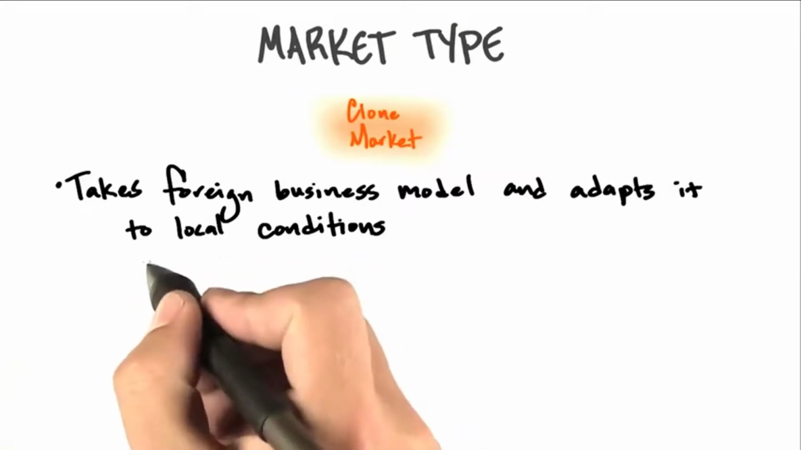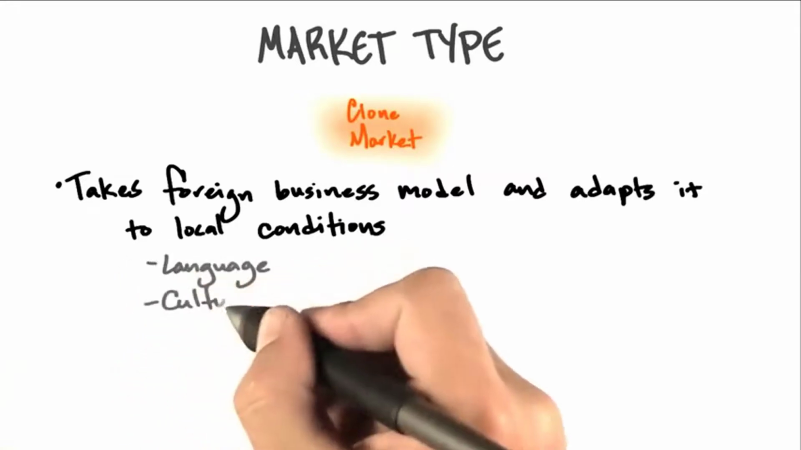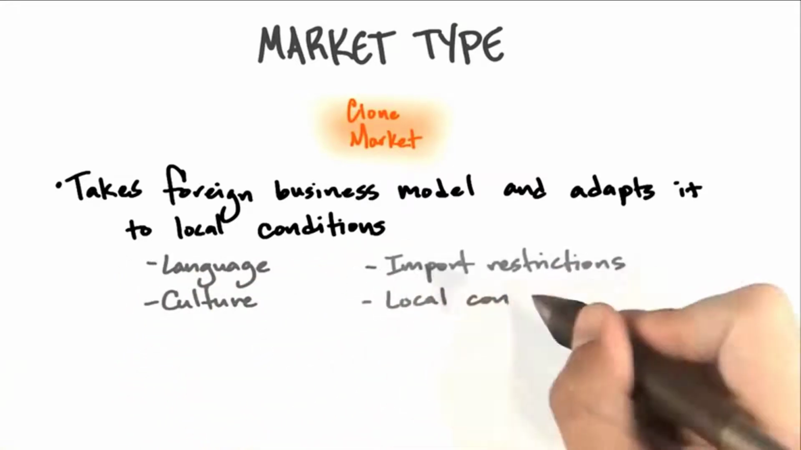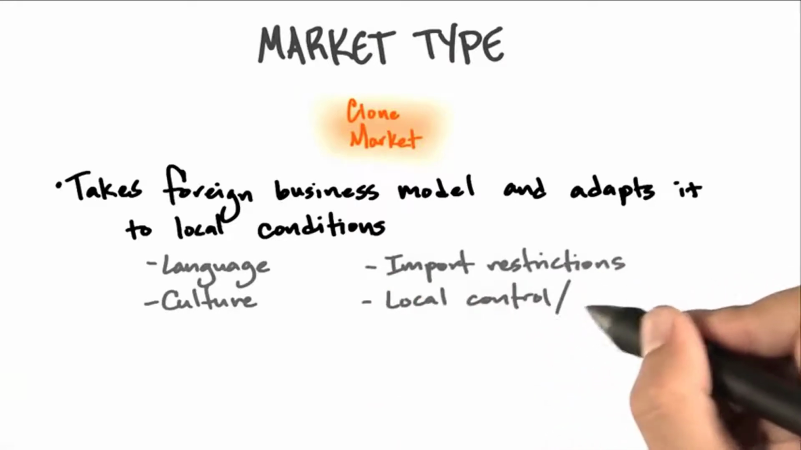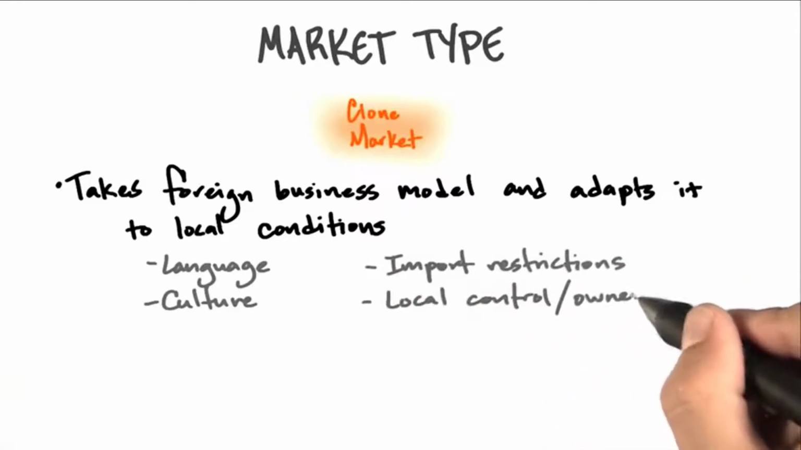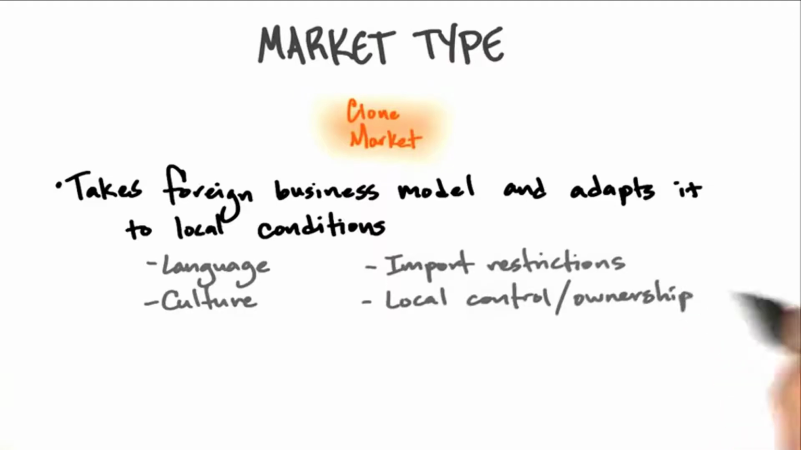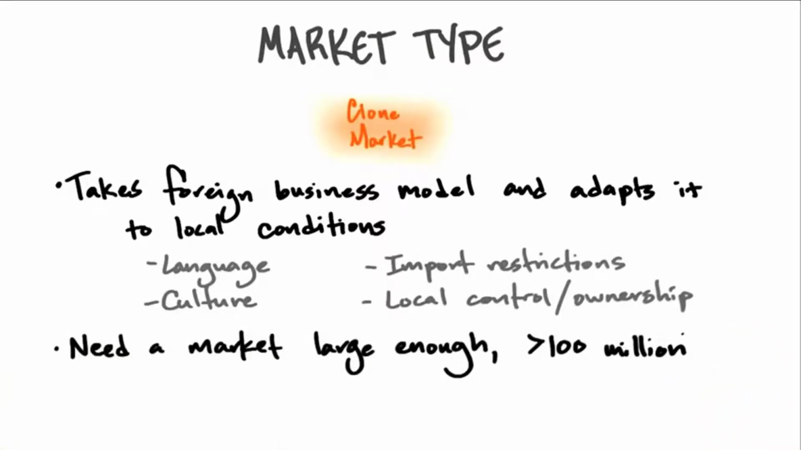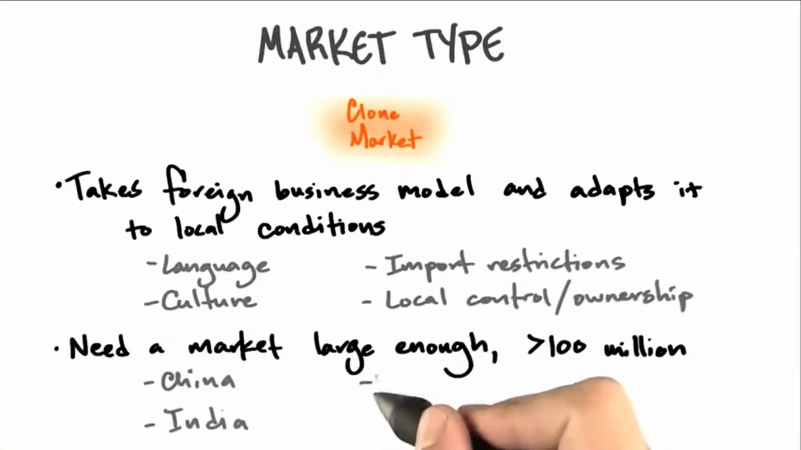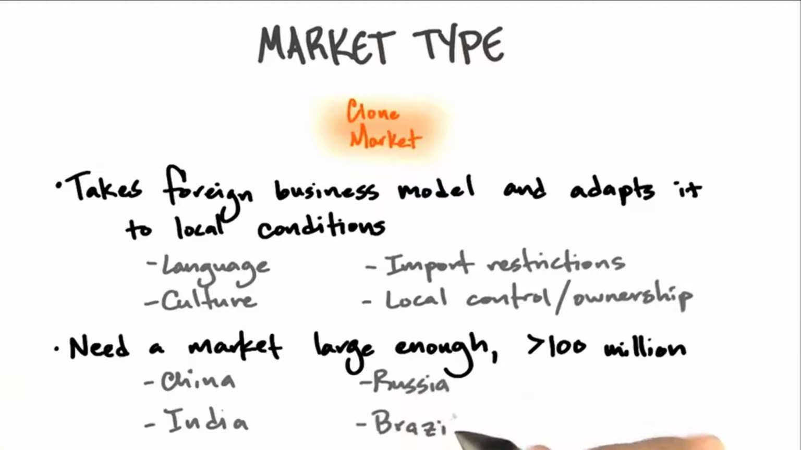What's a local condition? Well, if your language is different than English or your culture is different than the U.S., or if your country has import restrictions or local control and ownership, and you have a market large enough to support a business model, typically countries with north of 100 million people that fit this criteria might be China, India, Russia, Brazil, even the EU itself. Just cloning U.S. business models that exist is not a bad business strategy.